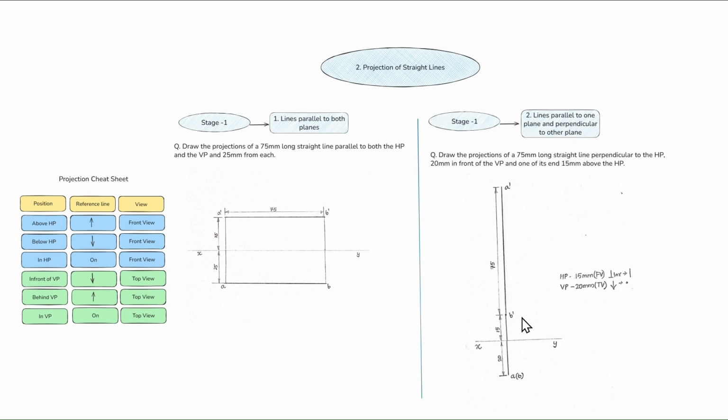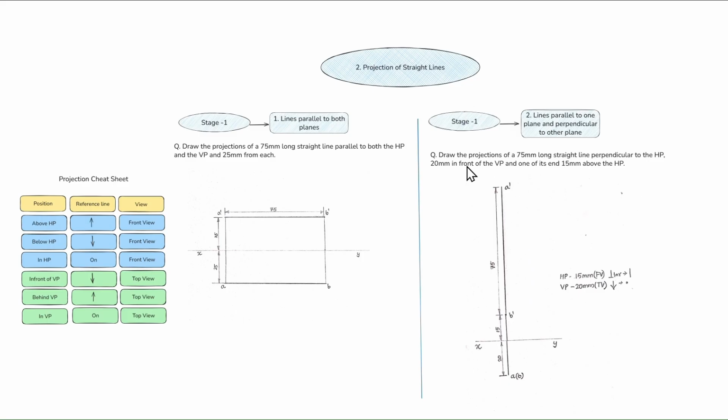So they have mentioned one of its ends. End means you can take any end. You can label A or B, whatever you wish. Don't worry about that. So 15 mm above HP, you have plotted this. I hope you understood. First you have to check the perpendicular. Which is perpendicular, that will be a straight line. So first you will draw that straight line. Here HP is perpendicular, so you draw the straight line first, 15 mm above. The point will be above and the straight line length is 75 mm. So that's how you draw it.